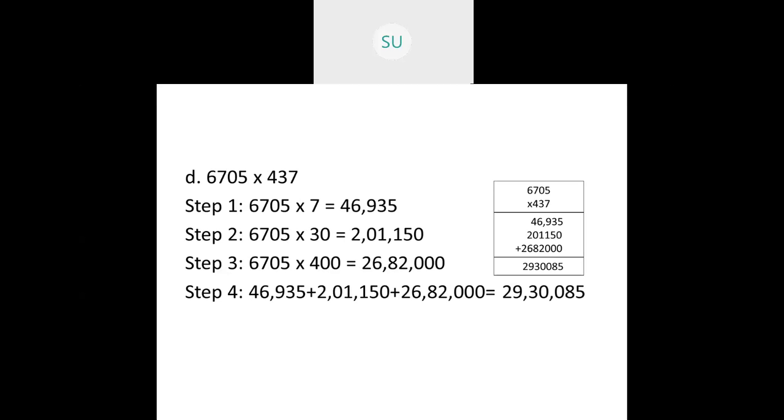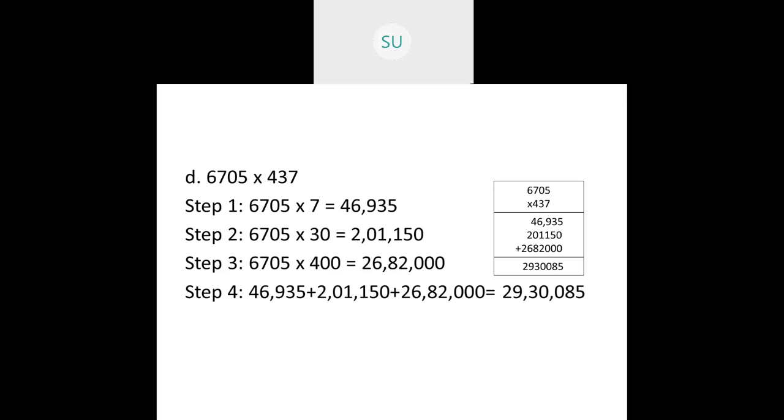Now in D we have 6705 into 437. So what we'll do here is, first we'll multiply 6705 into 7. So when you do that, you get 46,935. Then step 2, you'll multiply 6705 with 30. When you multiply it with 30, you get 2,01,150. Then in the next step, you'll multiply it with 400, 4 being in hundreds place.